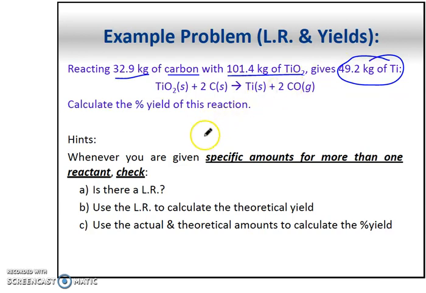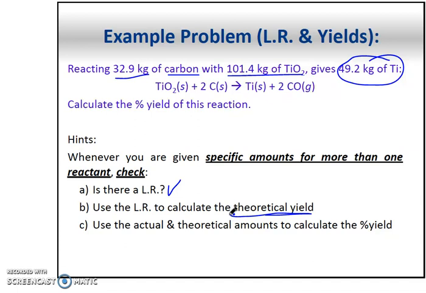in kilograms. Now, what you have to recognize in this problem is that we're not just given the amount of carbon or just the amount of titanium dioxide, we're actually given specific amounts for the two of them. So these two are given already in the problem. Every time we have at least two specific amounts of reactants as part of the data on the problem, we have to check if there's a limiting reactant, if either of them is a limiting reactant. If we detect one, that's going to give us basically the theoretical yield for our problem.